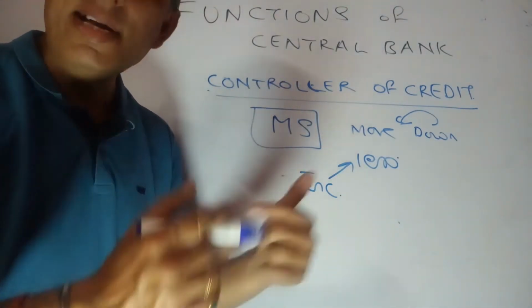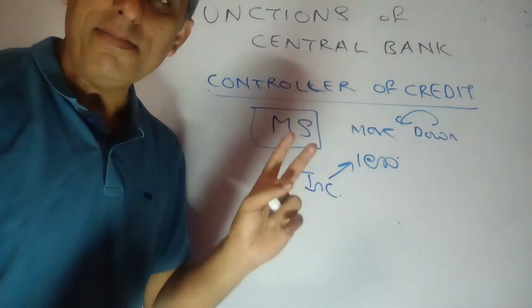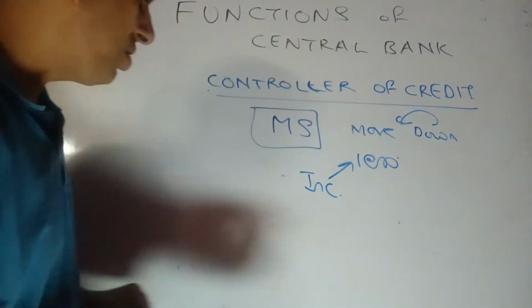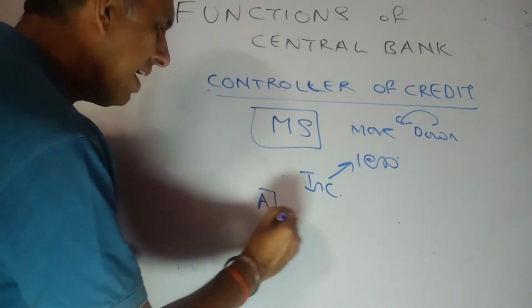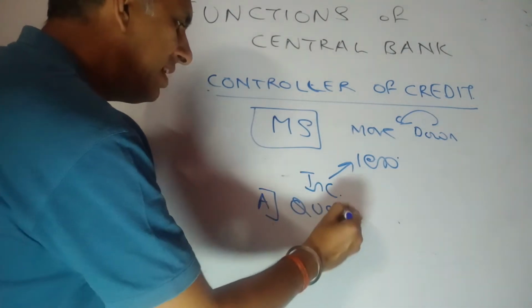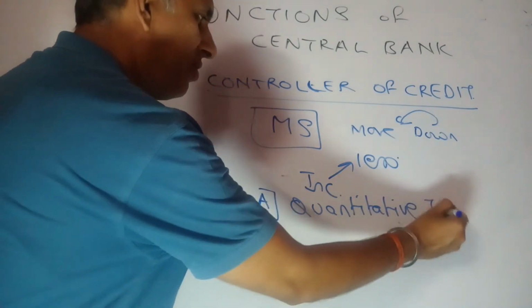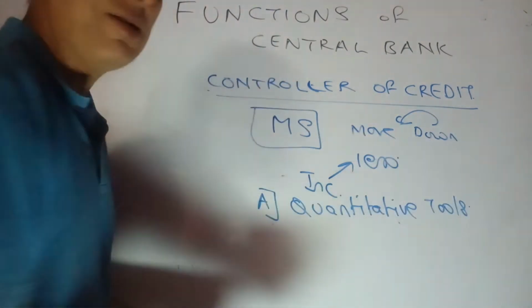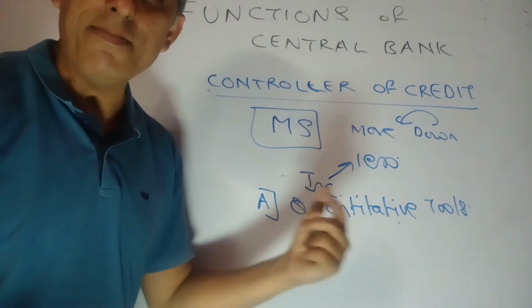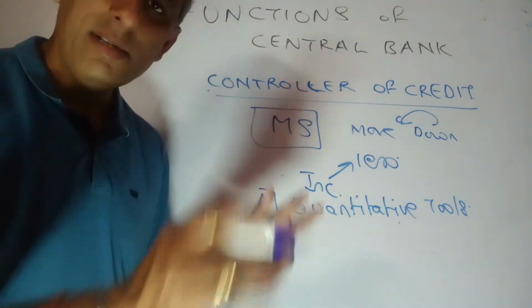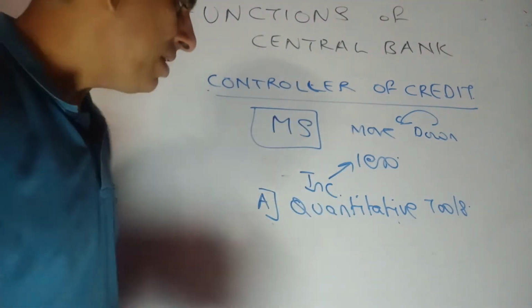Now, how does it do it? It does it by applying two basic tools. A, quantitative tools, which you will study ahead. Examples being repo rate, bank rate, CRR, SLR, which you have to study a little bit later.